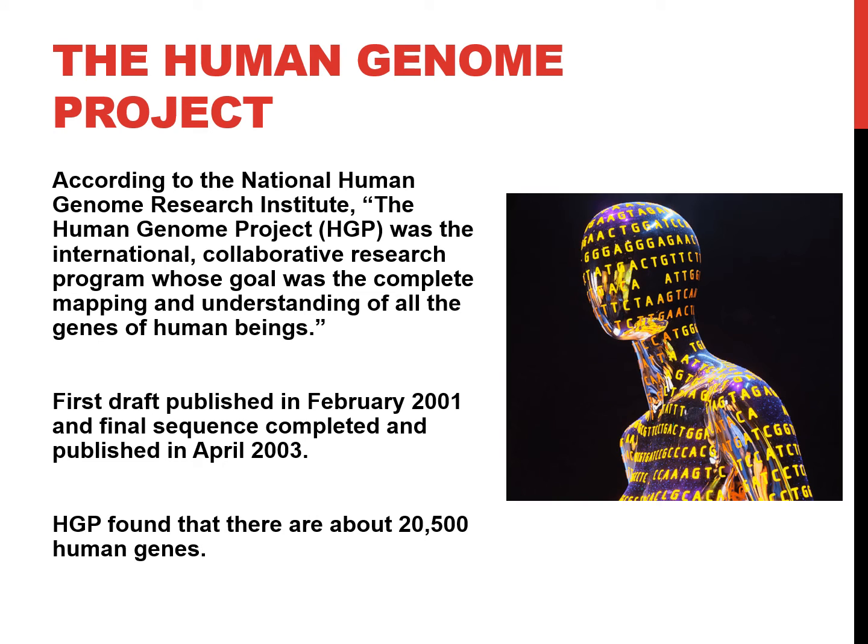The Human Genome Project found that there are about 20,500 human genes. The Human Genome Project was so significant because it basically provided the world with a resource of detailed information about the structure, organization, and function of the complete set of human genes. This information can be thought of as a blueprint and contain instructions for building every human cell.